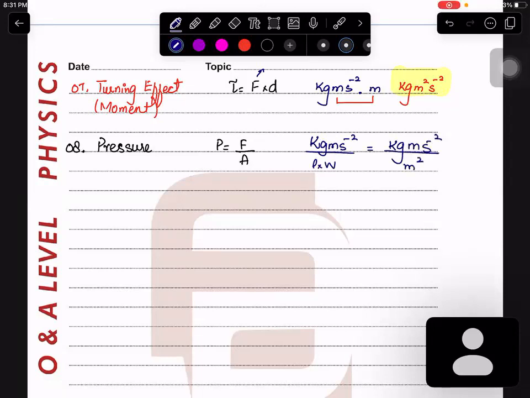Over meter square. So from meter square, one m cancels. This becomes kg s^-2 over m. Is that right, Aiza? So this m will move upwards. It will be like this: kg m^-1 s^-2. Is this clear? Yes, sir. Clear. Aiza? Yes.